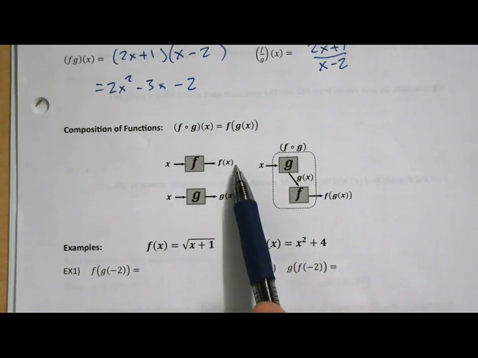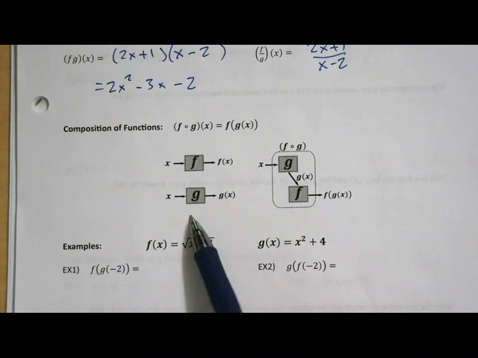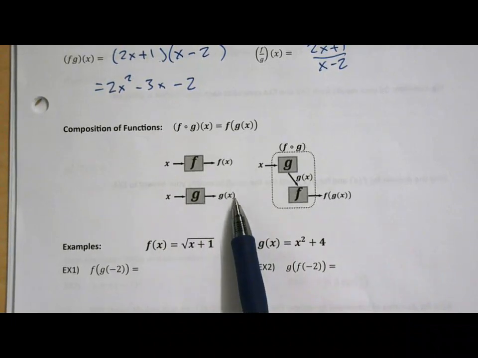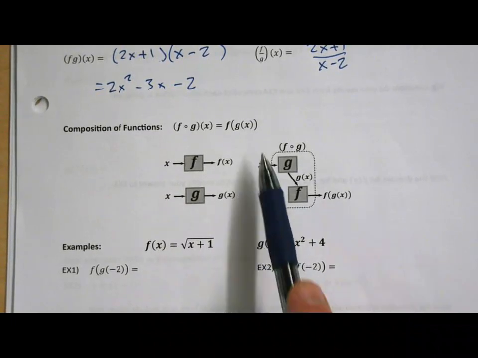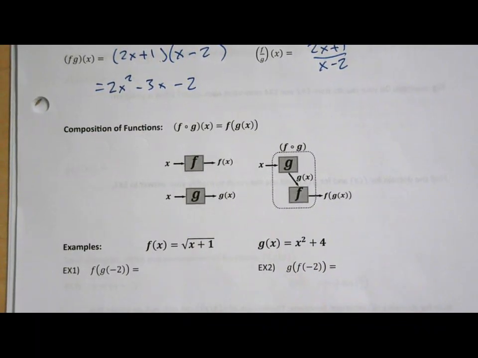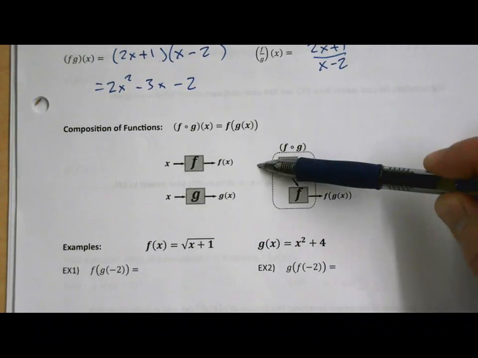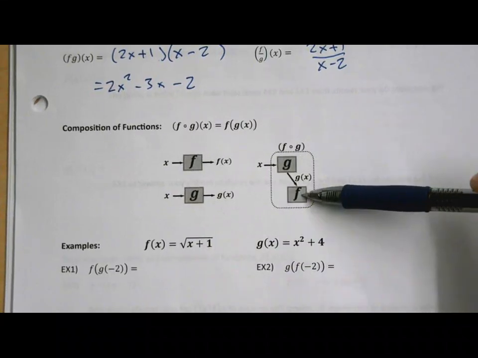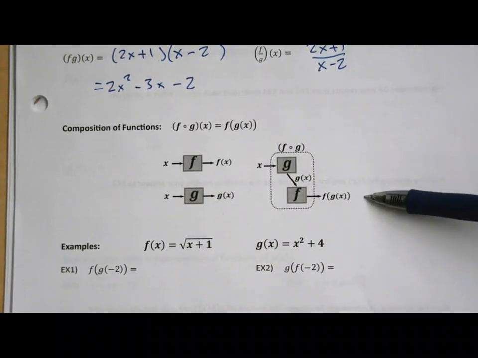X goes in, f of x comes out. If I've got a different function, g, I could stick the same input into it, but something different might come out. The whole idea of f of g of x is that we're going to take two different functions and link them together so that we put our input x into one of them, that spits something out which goes into the other one, that spits something out which comes out here, right?